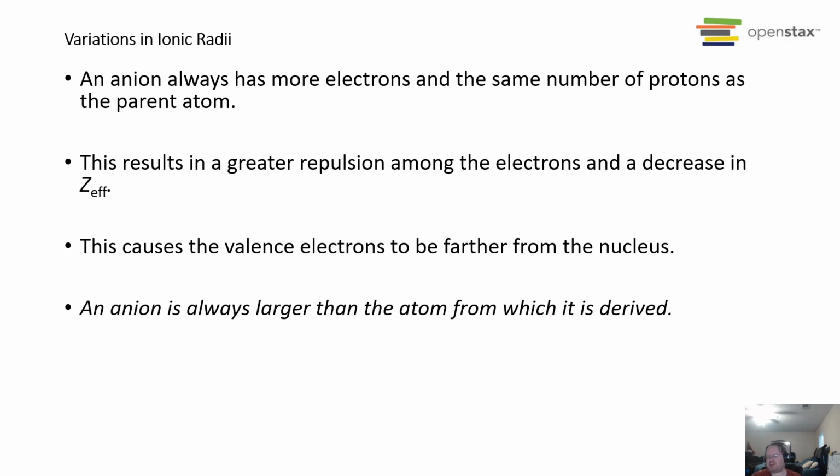Similarly, but in the opposite direction, an anion has more electrons and the same number of protons. Therefore, it has a greater repulsion from the electrons and a decrease in Z effective. This causes valence electrons to get further away from the nucleus. Therefore, an anion is always larger than the atom from which it's derived. So Cl versus Cl minus. Cl minus is larger. Cl is smaller.